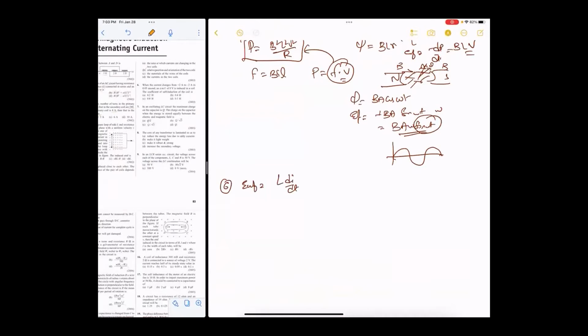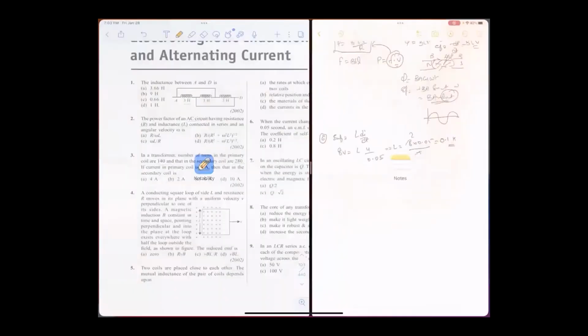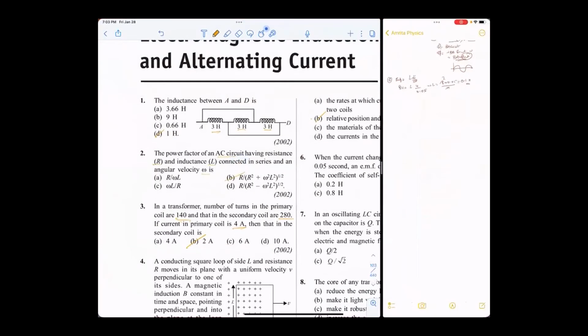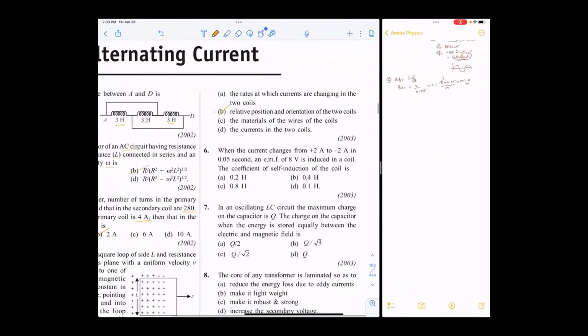Or you can put a minus sign also. So it is L di by dt. So the EMF we are given is 8 volts, which is equal to L, we don't know, times delta I by delta t. Delta I is how much? 2 minus minus 2, that is 4, by delta t, 0.05. Is that right, guys? So L is equal to 8 into 0.05 by 4, which is 0.1 Henry. L is equal to how much? Sorry, not 0.5, 0.1. Yeah, 0.1.